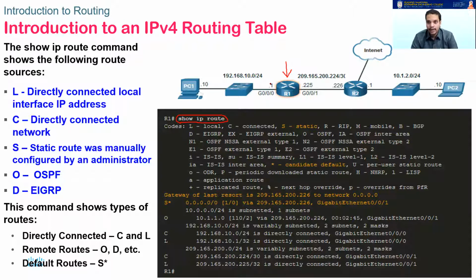Now I told you any routing table contains three types of information: directly connected routes, the second one is remote routes, and the third one is static routes. Right. Now there are some codes given here. If you see, there are certain codes: S, O, C, L. So these codes indicate what type of route it is. C indicates it is a network that is directly connected to the router.